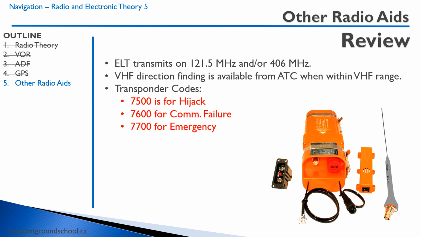Lastly, the ELT transmits on 121.5 and or 406 megahertz, depending on the model. VHF direction finding service is available from ATC when within VHF range. The transponder codes are 7500 for hijack, 7600 for comm failure, or 7700 for emergency.